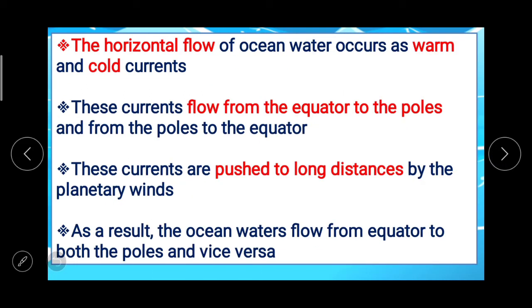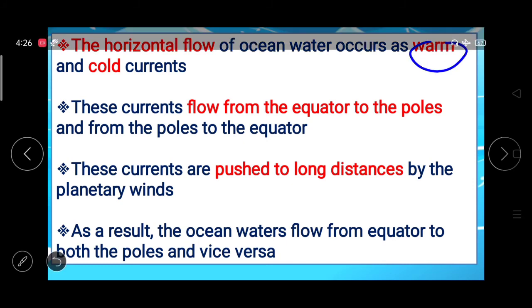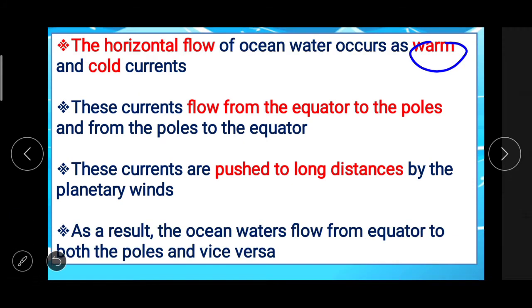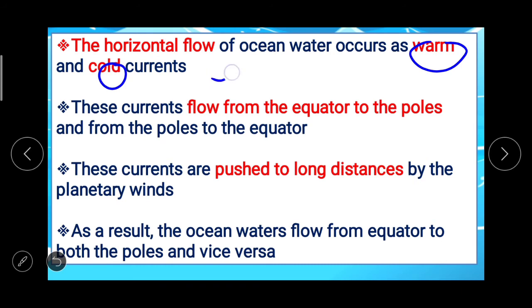The horizontal flow of ocean water occurs as warm and cold currents. Horizontal flow जो होता है वो अगर हम देखेंगे तो उसमें दो टाइप है या दो प्रकार है, एक तो वार्म करंट होंगे या फिर कोल्ड करंट्स होंगे. These currents flow from the equator to the poles and from the poles to the equator.